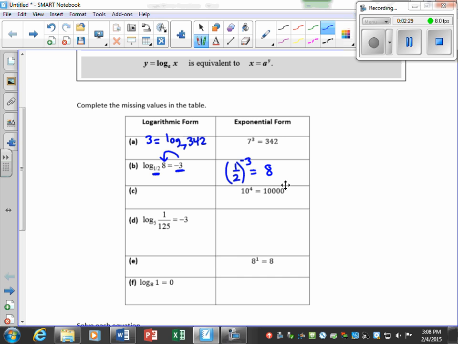So I'm going to skip down to D and then F. So let's do all these while we're in likeness of thinking right now. So for D, we're going to say 5 raised to the negative 3 is equal to 1 over 125. So from logarithmic to exponential, we can kind of see a little bit of a pattern going there. So this one is going to be 8 raised to the 0 is equal to 1.